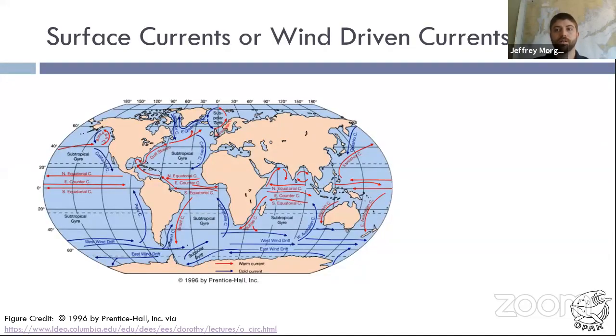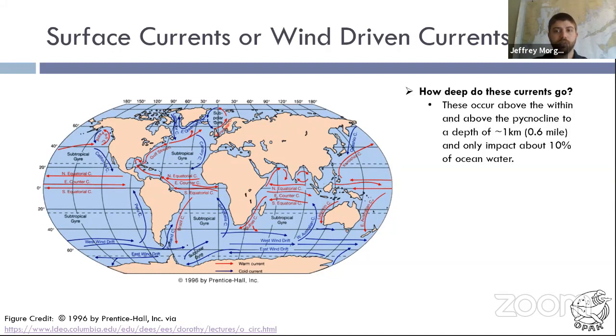Most of the currents that we think of, if we were at the beach looking at the water moving, are driven by wind, and we call those our surface currents. These only go about a kilometer deep in the ocean. If you've joined us in the past, you might remember that on average, the ocean is between two and two and a half miles deep throughout the globe. So these wind-driven currents are only going on the top layer, about half a mile down, and they're only impacting around 10% of ocean water.